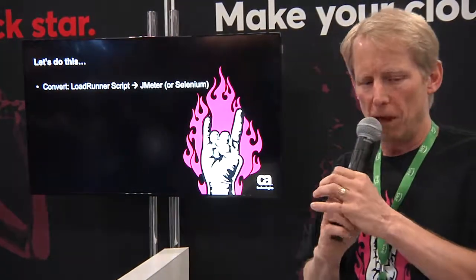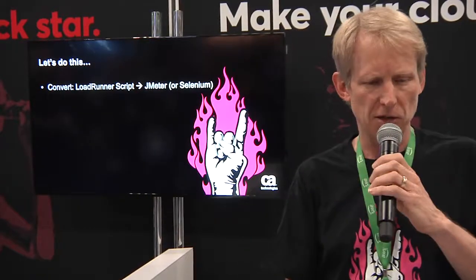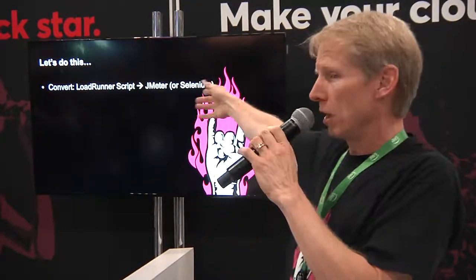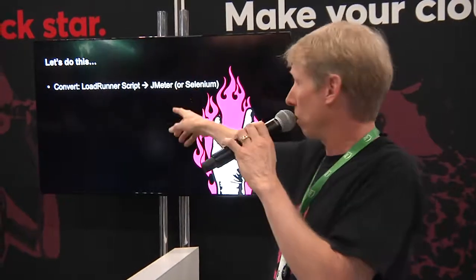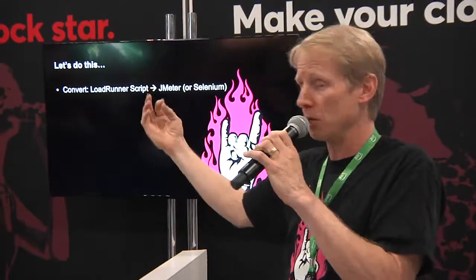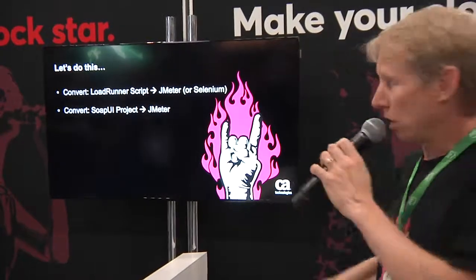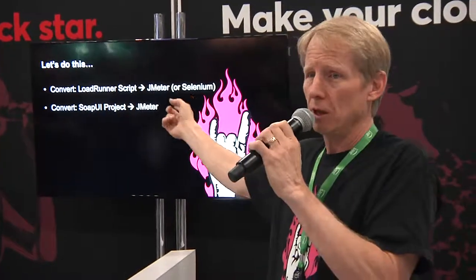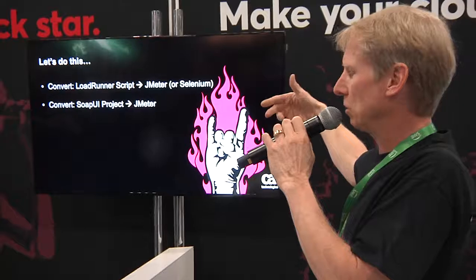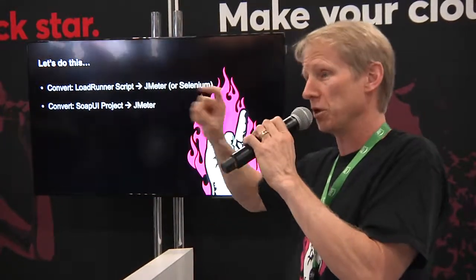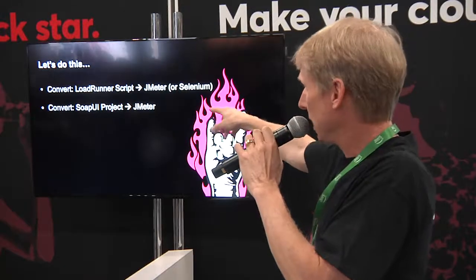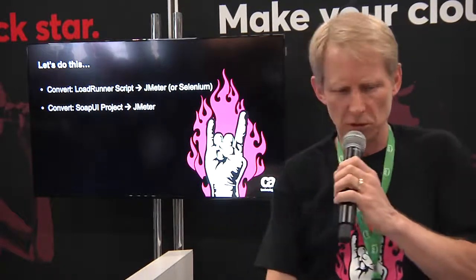I want to do most of this as a demo, not a lot of talk in the slides. So we're going to actually convert a LoadRunner VuGen script to JMeter. We can also convert LoadRunner to Selenium if it were a TrueClient script. We're going to convert a SoapUI project to JMeter, and actually we're going to convert it to something called Taurus, and I'll show you that in a minute. That's a domain-specific language where you can just read it as English. We're going to do that so that we can make it easier to use in all these tools.